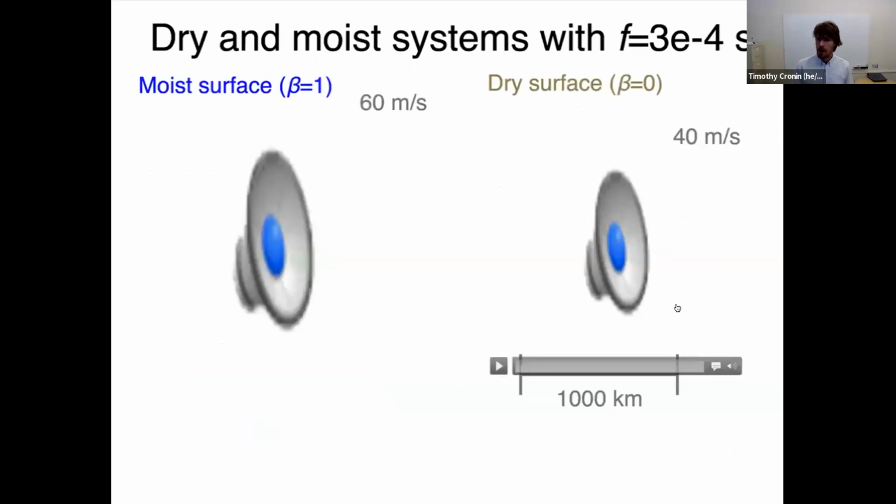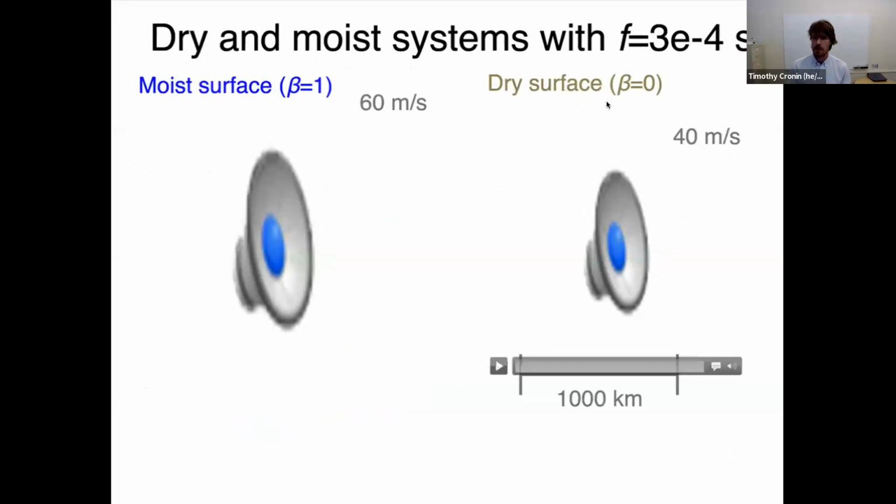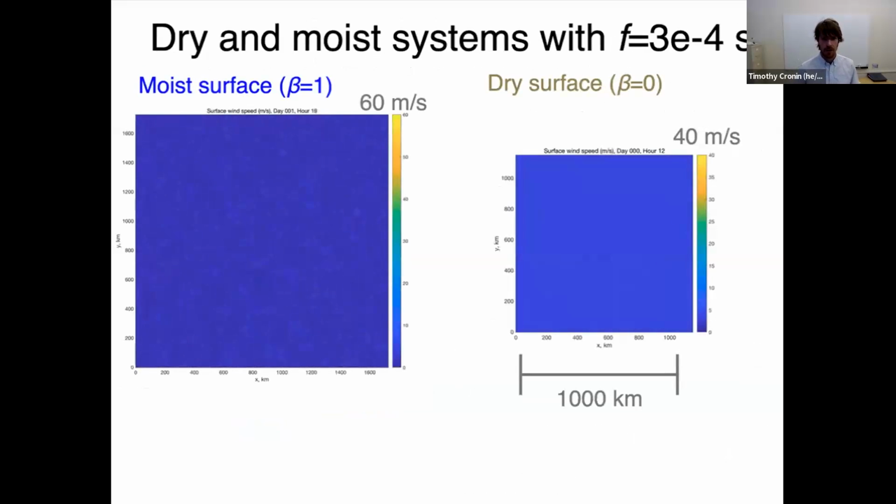Okay. So here I'm going to show two movies of how the wind speed evolves in two simulations, one from a moist surface, beta equals 1 on the left, and one from a dry surface, beta equals 0 on the right. The Coriolis parameter is set to a much larger value than in reality here to allow storms and multiple storms to fit into these simulated boxes. Okay, let me play the right-hand one too.